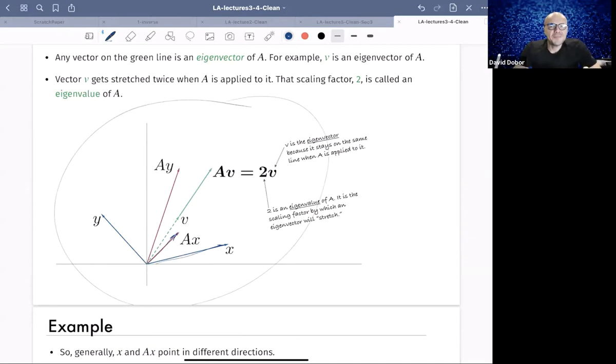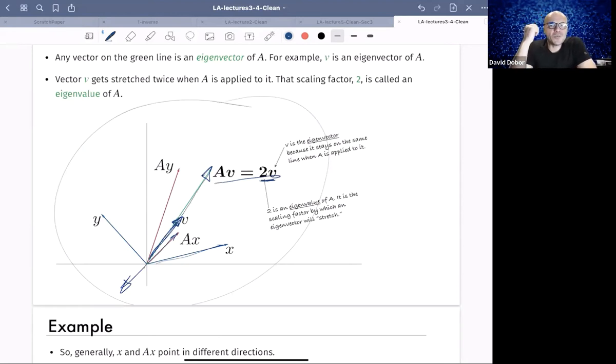But what if, you ask? Yes, those guys point in separate directions, but what if there is a vector to which, when you apply A, that vector doesn't point every which way? It stays on the same line. It may change direction, but stays on the same line. For example, what if there is a vector like this guy V here? Apparently, when I applied A to this V, A of V stayed on the same line. In fact, it was stretched twice, right?